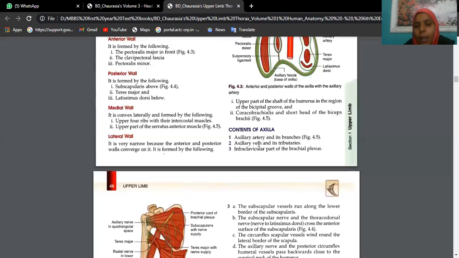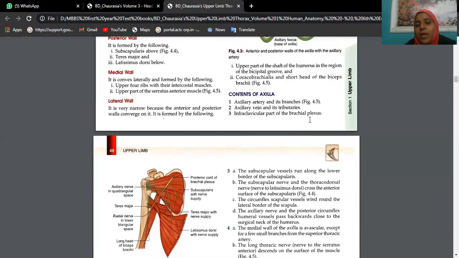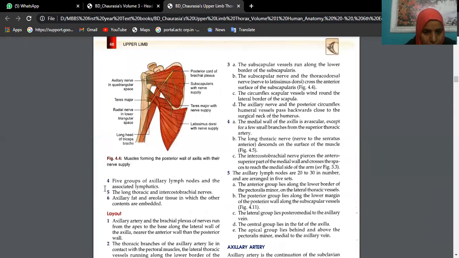Contents of the axilla: the axillary artery and its branches, the axillary vein and tributaries, then the infraclavicular part of the brachial plexus, and the axillary group of lymph nodes. And the other branches of the brachial plexus, we have the long thoracic nerve and the intercostobrachial nerve. Also a lot of fat and areolar tissue, and all the contents are embedded in this fat. So that is about the axilla.